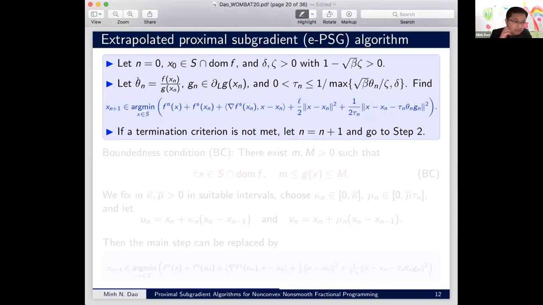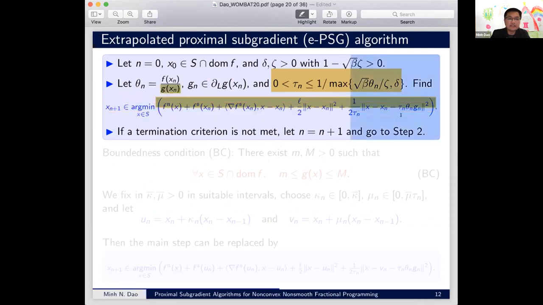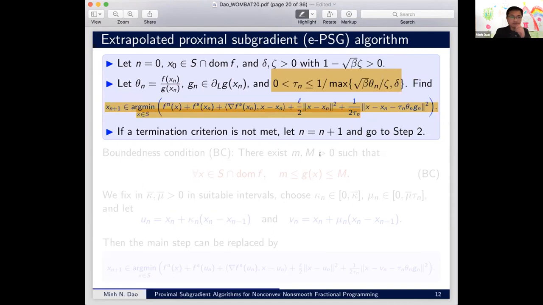So in the main step, we will let θ_n equal f(x_n) over g(x_n), and take any subgradient of g at x_n, and choose the parameter τ like this. And we have x_{n+1} the same as before, but now we replace u_n and v_n by x_n, so we will obtain this one. But this one is not yet extrapolation.